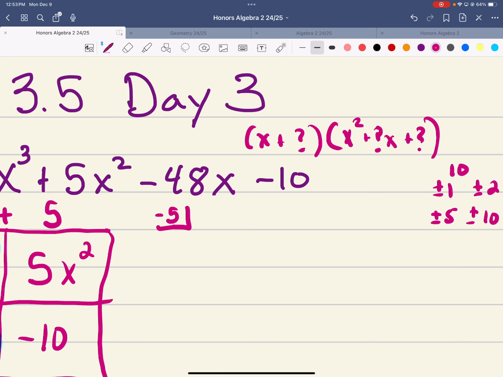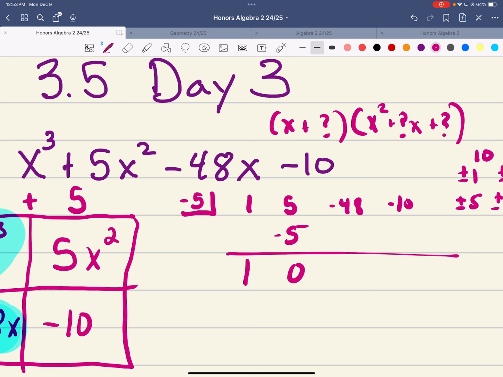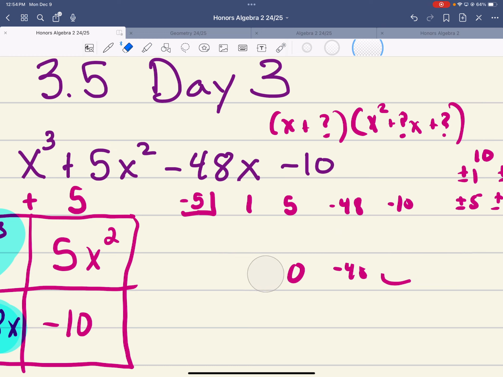Okay, but let's try -5 and see if it works. If we try -5, we've got 1, 5, -48, and -10. We drop down the 1. That gives us -5. That gives us 0. Am I good so far? That gives us 0. That gives us -48. Is that going to work? No. So -5 isn't going to work, because what does my remainder need to be? 0. And it's not 0. So I know now that negative 5 is not going to work.